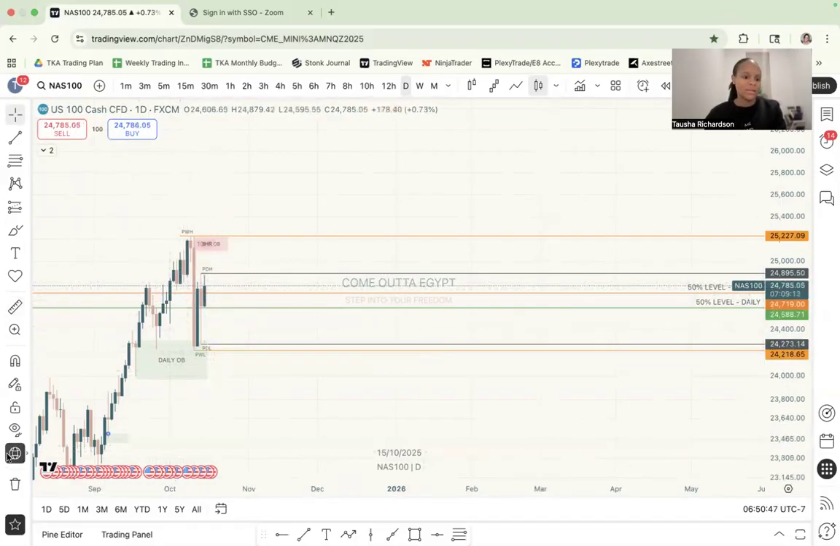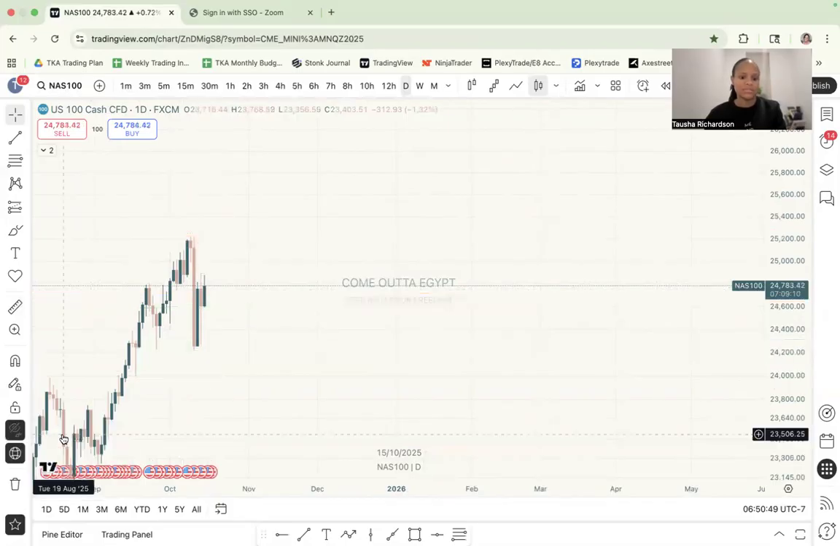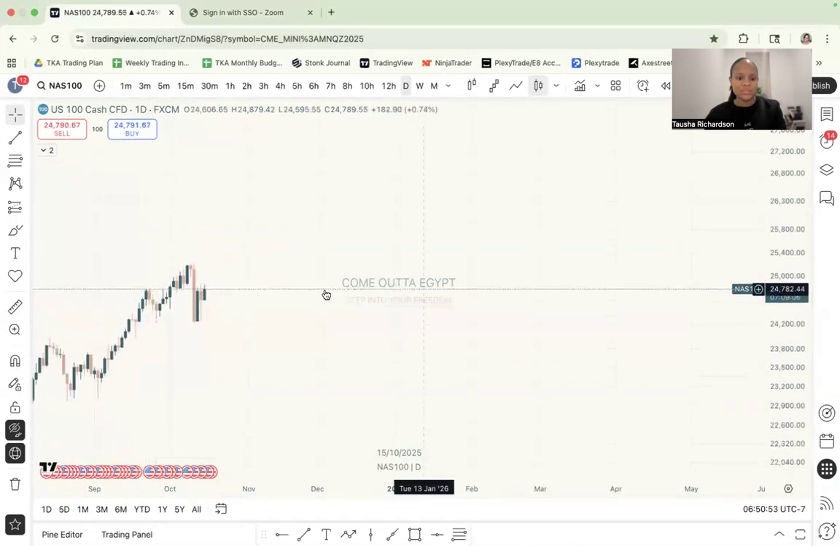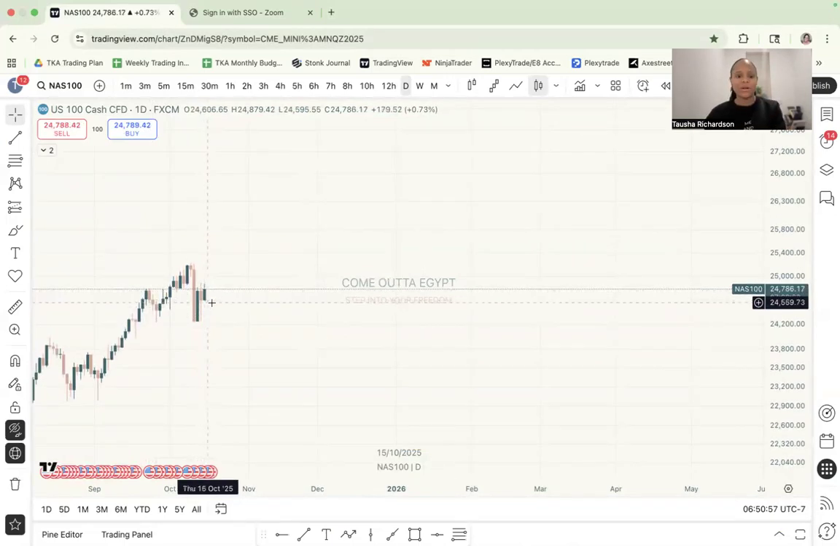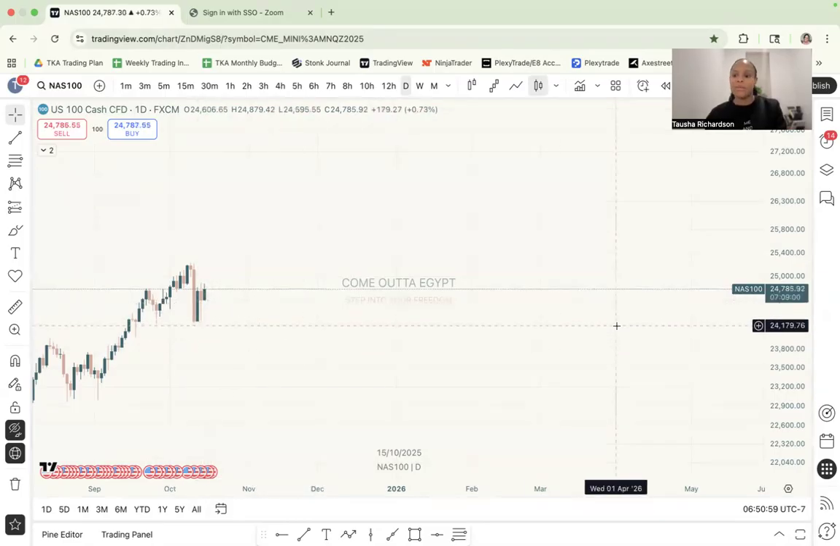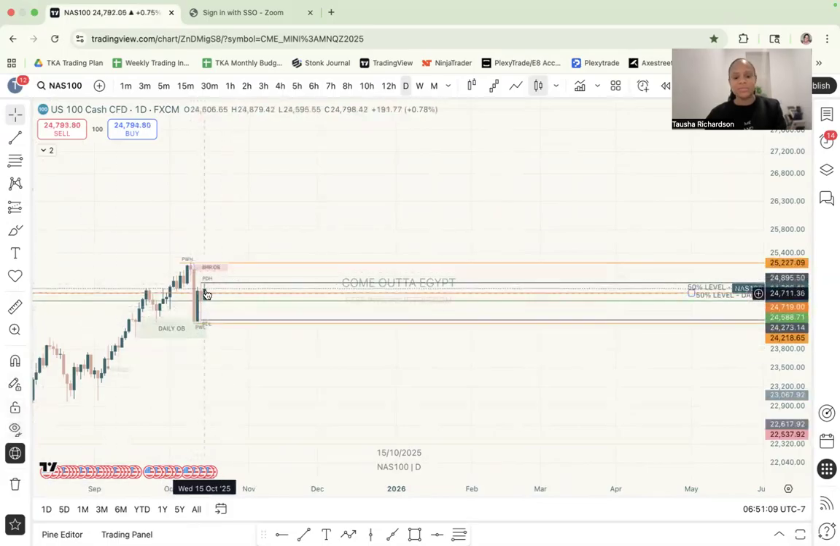We got a doji candle yesterday. So if I hide the drawings, you can see yesterday's candle was a doji, which basically just means there was indecision in the market. The buyers didn't win, the sellers didn't win. There's no clear trend at the moment, right? So that was yesterday's candle. Today's candle is starting off bullish.